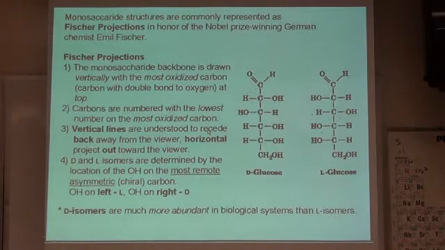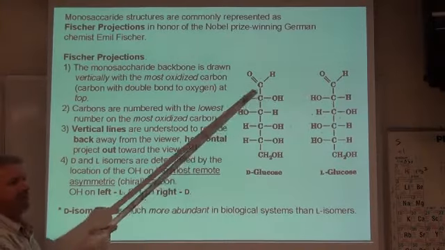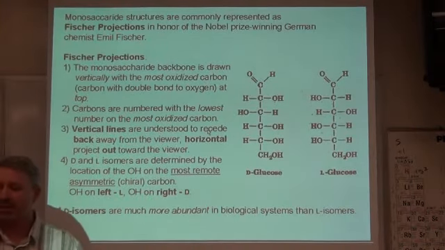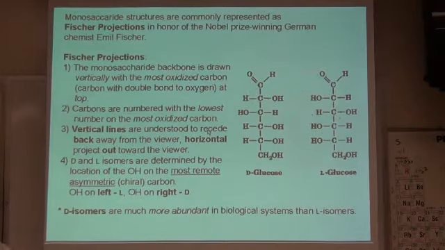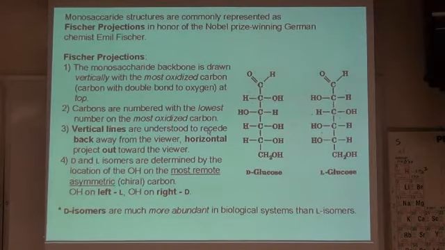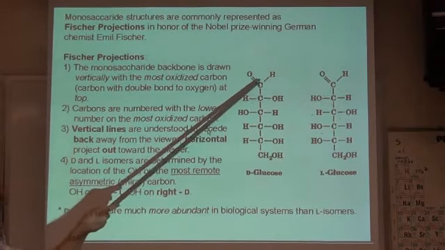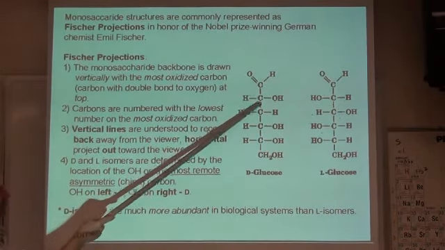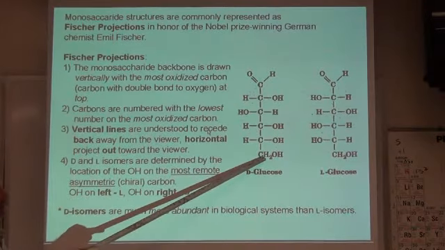You must have the most oxidized carbon at the top. Now, what that means is the C double bond O, the carbonyl group, will be at the top. All right? If it's an aldehyde, it will be the top. If it's a ketone, it will be carbon number 2. All right? So we're going to draw our carbon chain vertically.